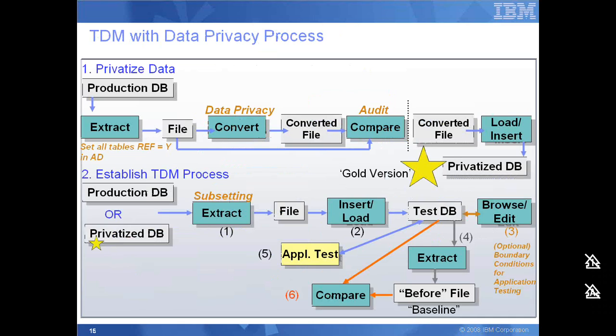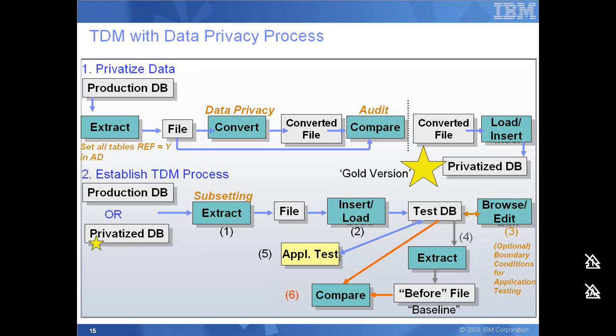The first step is to privatize the data. It has a number of steps: you extract from the production system, you convert using the data privacy convert feature. The converted file can then be compared with the previous output, and you can see where exactly the data has changed. The converted file is then loaded into the privatized database.